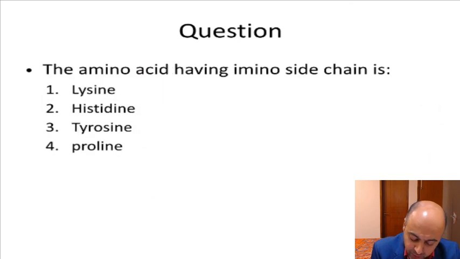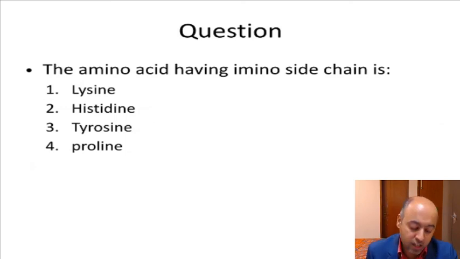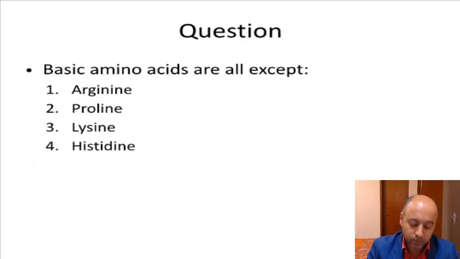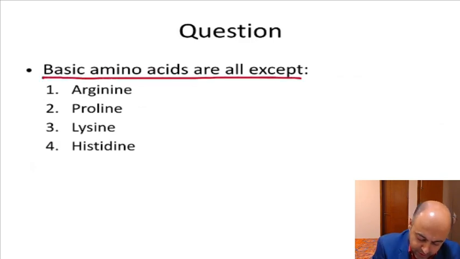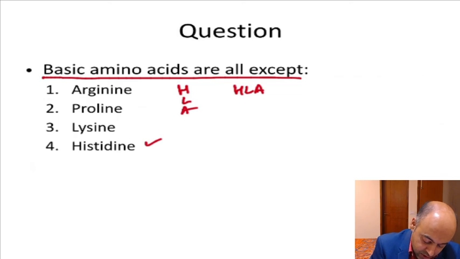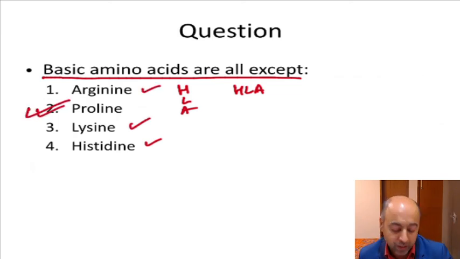Amino acid having an imino side chain. We had marked this answer. The answer is proline. Basic amino acids are all except, remember the mnemonic HLA, HLA, HLA. HLA means histidine, lysine, arginine. Proline is not a basic amino acid.